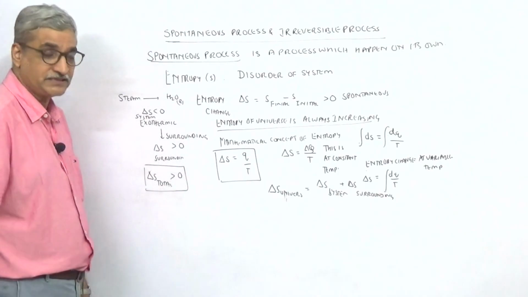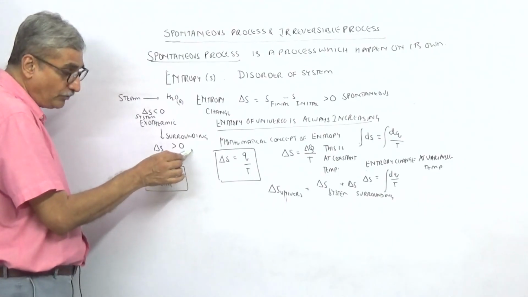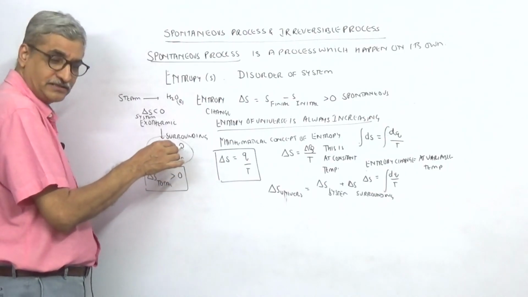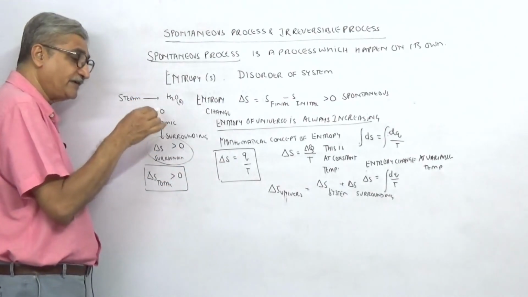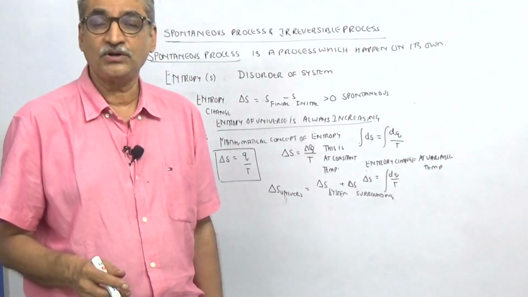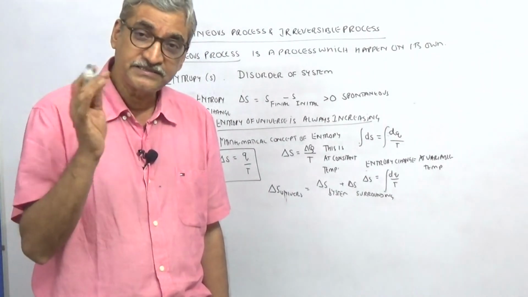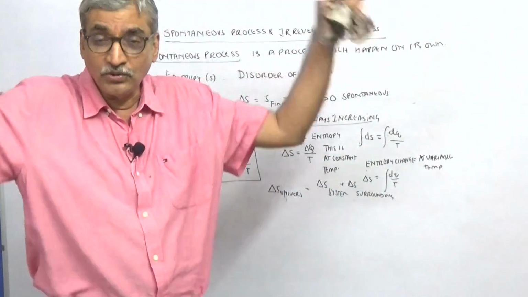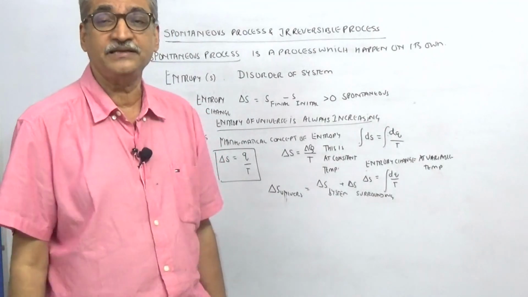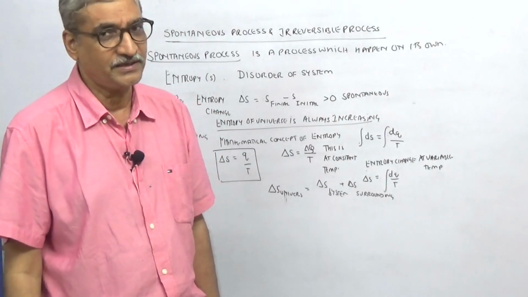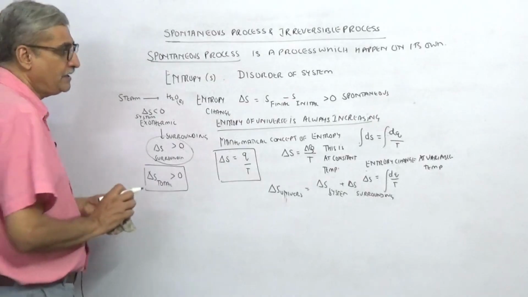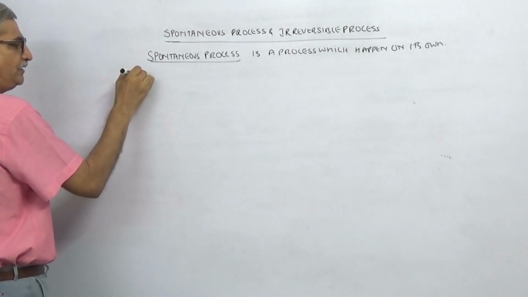So for spontaneous, they said why? Because the entropy change, the disorder of the surrounding, is so much larger that the positive value is much greater than the negativity of the disorder which is decreasing in the system. So the net total disorder of the universe is increasing. So this change in the system is becoming spontaneous. Is this clear?